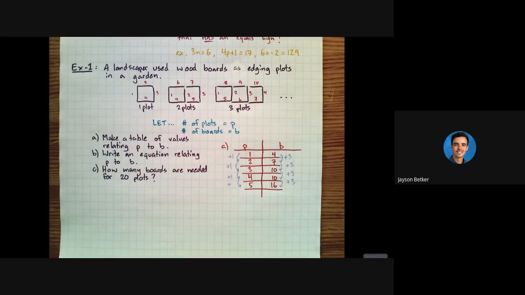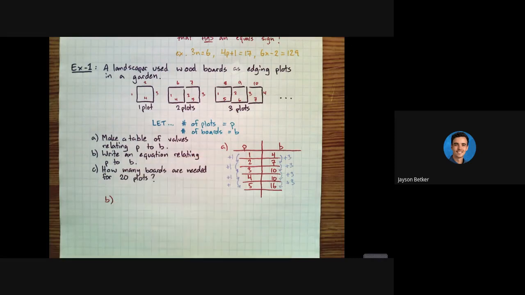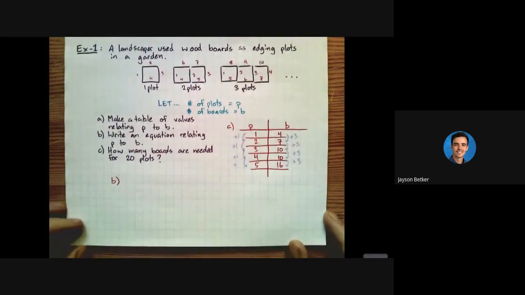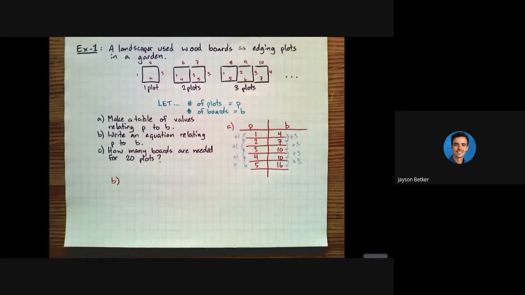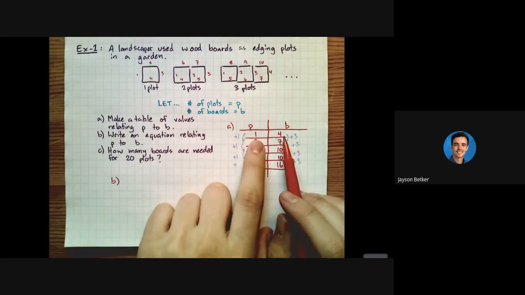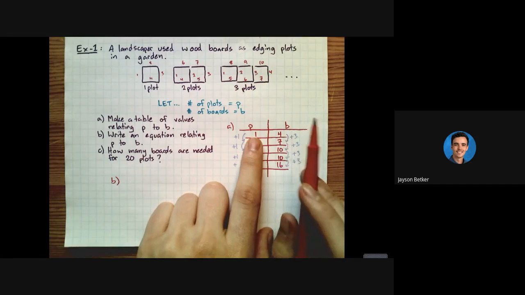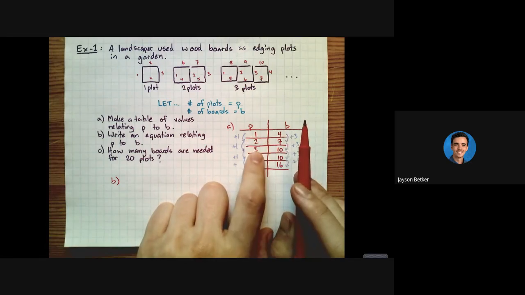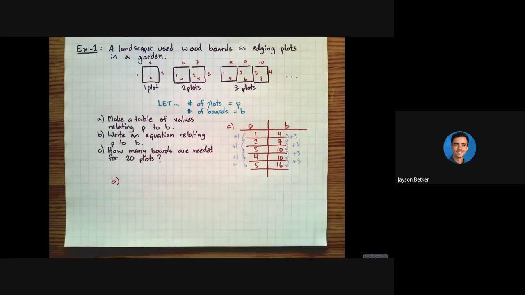Okay, let's take a look at part B. Write an equation relating P to B. How do we do that? How do we know how to relate P to B? We need to look at the connection between these two right here. If I have 1P, how do I get to 4B? And if I have 2P, how do I get to 7B?